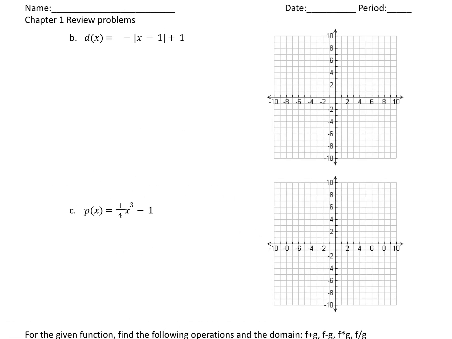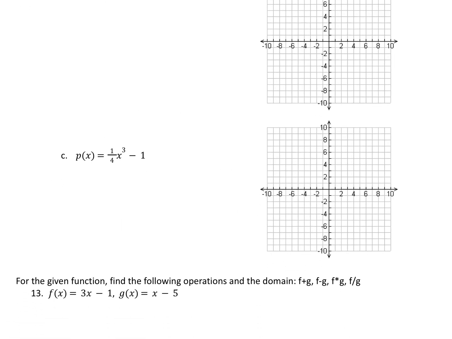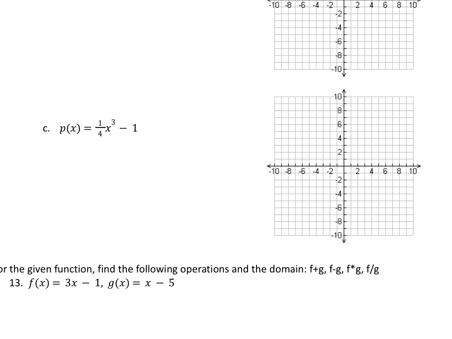I'm going to skip B. I think that would be a good one for you to definitely try on your own, or check the answer key. But for C, this is a cubic graph. So that's an S-shaped curve. This is a shift down of 1, so everything will get moved down by 1. Your normal center here is here.